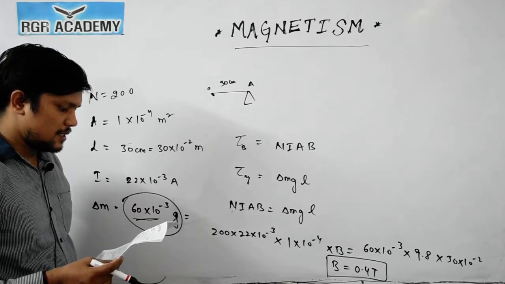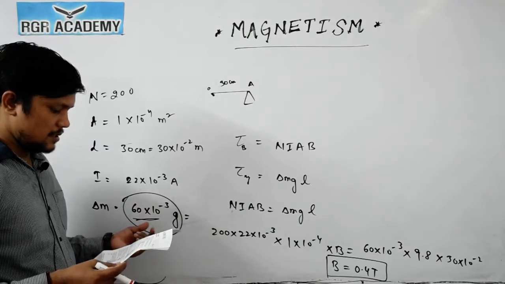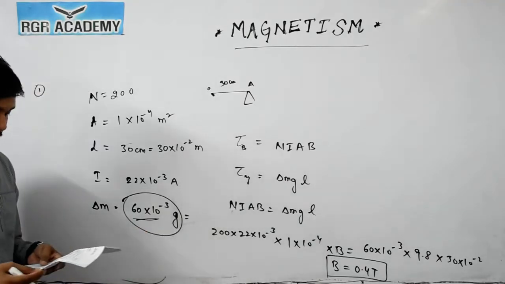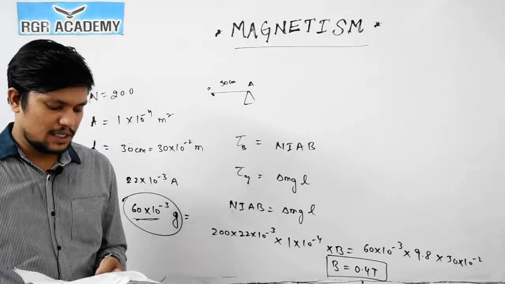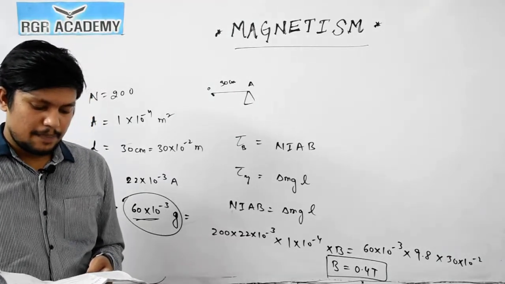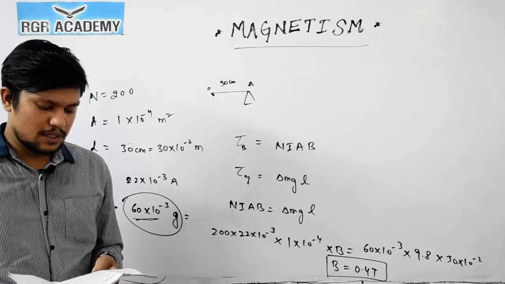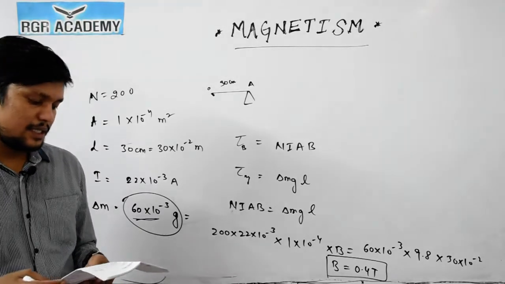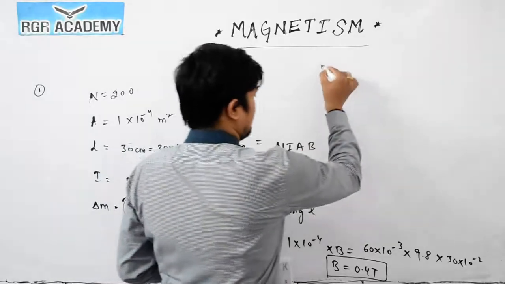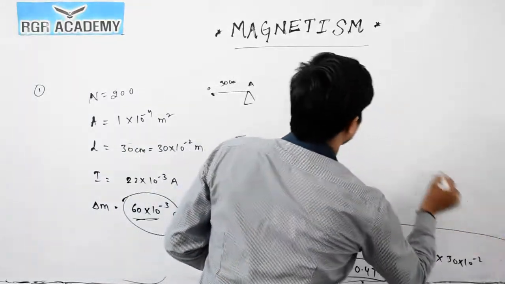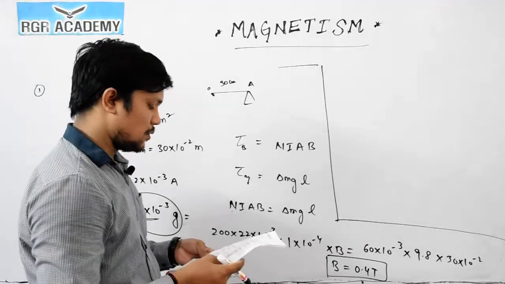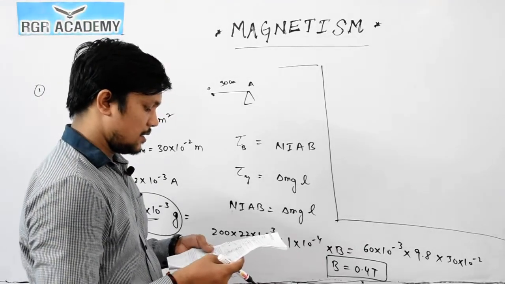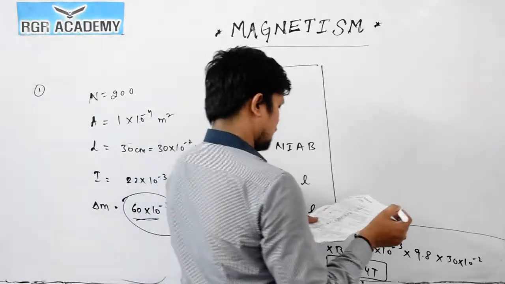So next, we will see question number two. Okay. Now question number two is: two short magnets placed along the same axis with their like poles facing each other repel each other with a force that varies inversely as... Okay, see this. We know that for these types of systems, if you want to calculate the force acting between the two magnets, placed along the same axis with their like poles facing each other.